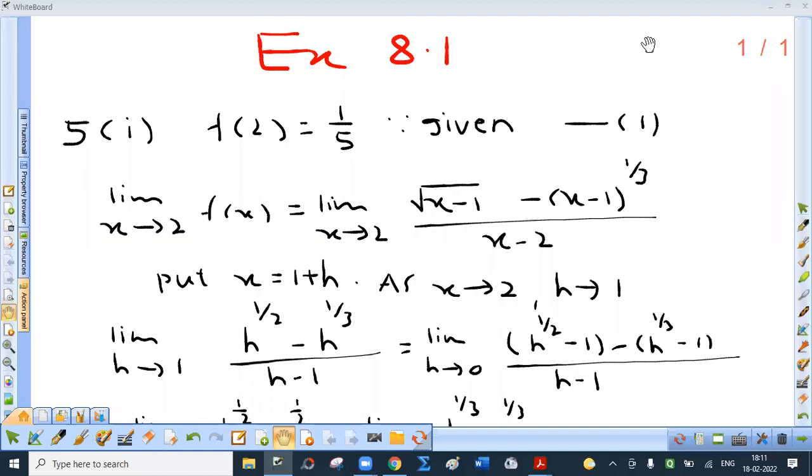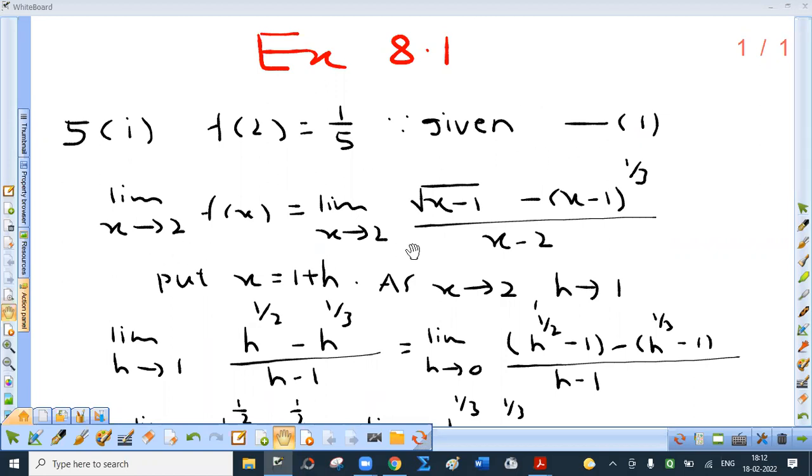Exercise 8.1, question 5. Test the continuity of the following functions at the points or intervals indicated against them. First one, f of x is root x minus 1 minus x minus 1 raised to 1 by 3 upon x minus 2 for x not equal to 2. f of 2 is given to be 1 by 5 and we have to discuss continuity at which point? At x equal to 2. f of 2 is given to be 1 by 5.